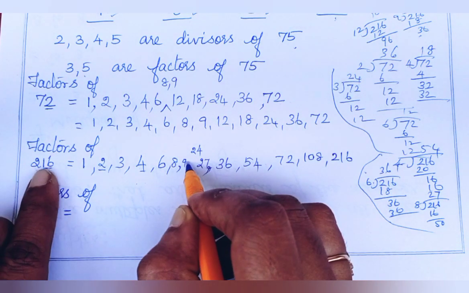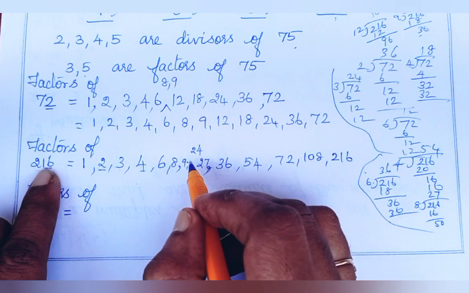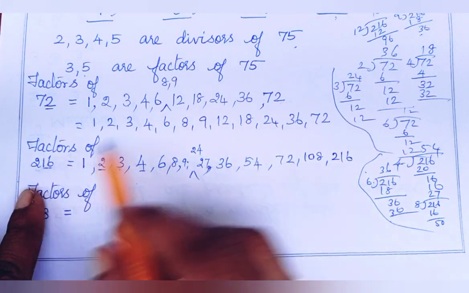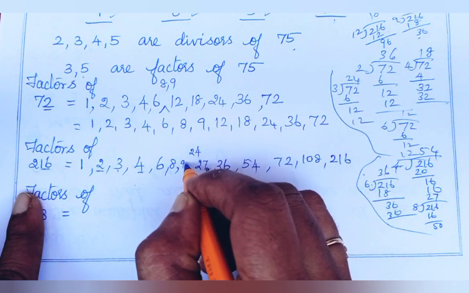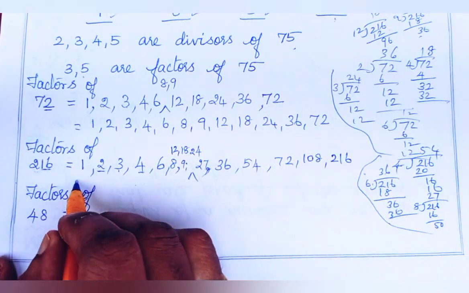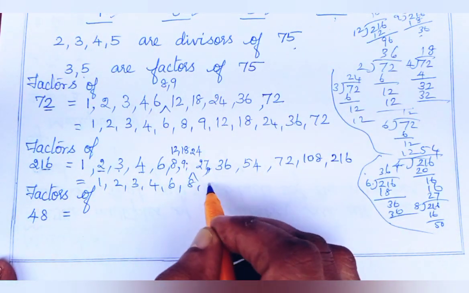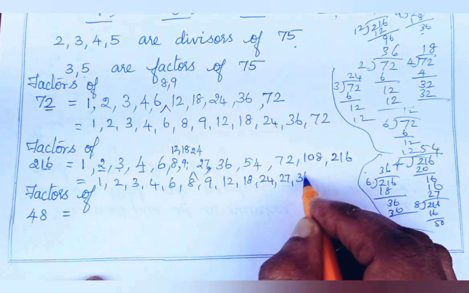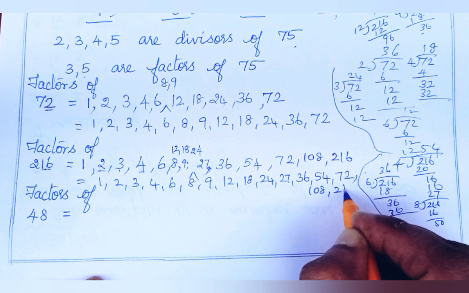Next number is 10. It won't be divisible by 10. 11, checking the divisibility rule of 11, it is not divisible by 11. Then 12, yes, it is divisible by both 3 and 4, so definitely it will be divisible by 12. So 216 divided by 12, we will get 18 as the answer. So 12 times 18. That's all. We have found all the factors of 216. The factors are 1, 2, 3, 4, 6, 8, 9, 12, 18, 24, 27, 36, 54, 72, 108 and 216.